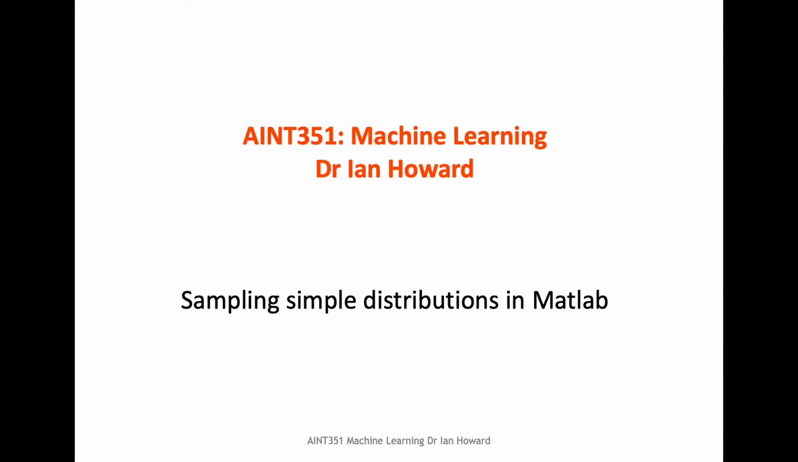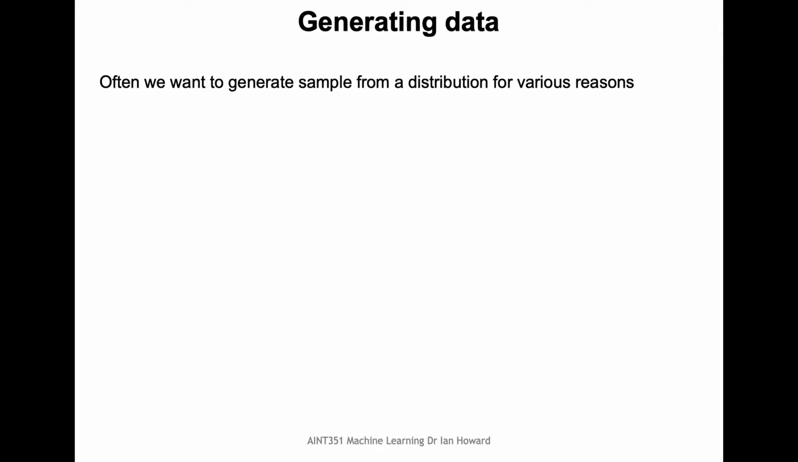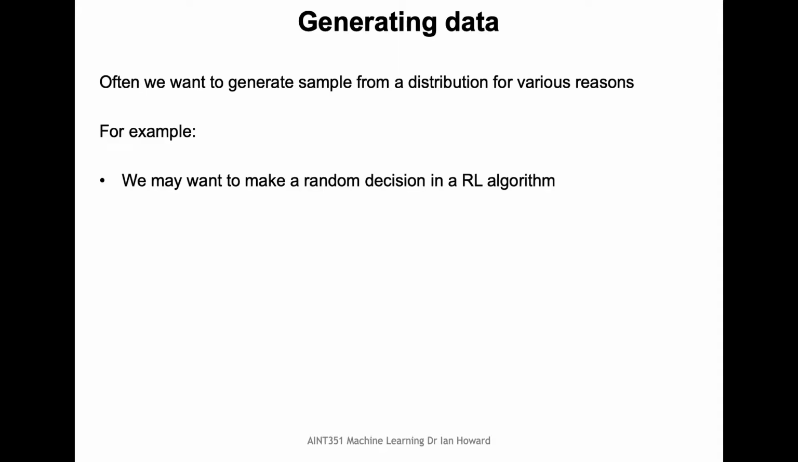So I'm now going to talk about how we can sample from some simple distributions in Matlab using some of the functions provided by Matlab. So first of all, why do we want to occasionally do this kind of thing? Well, we might want to generate some data and sample from distributions for various different reasons. One reason could be that we want to make a random decision, or we want to make a decision with a certain probability, and we can do that using the rand function.